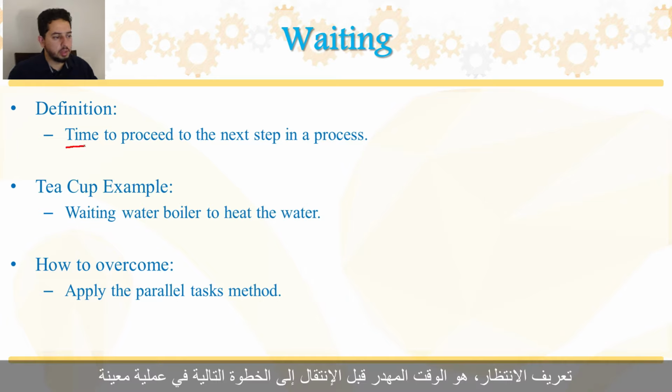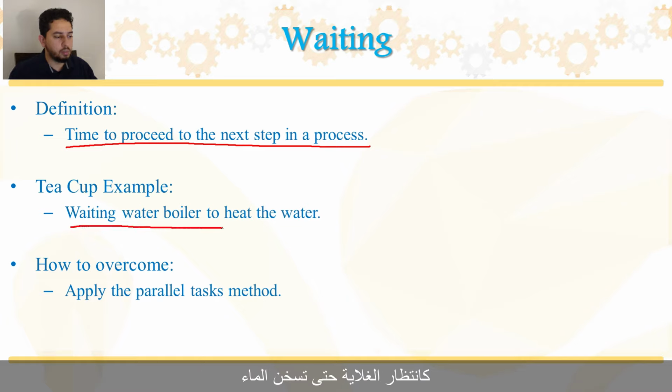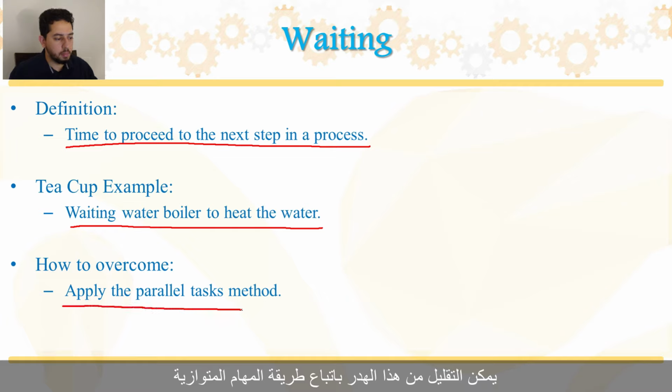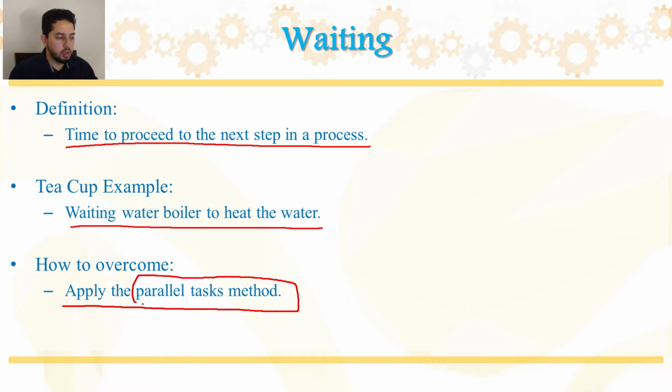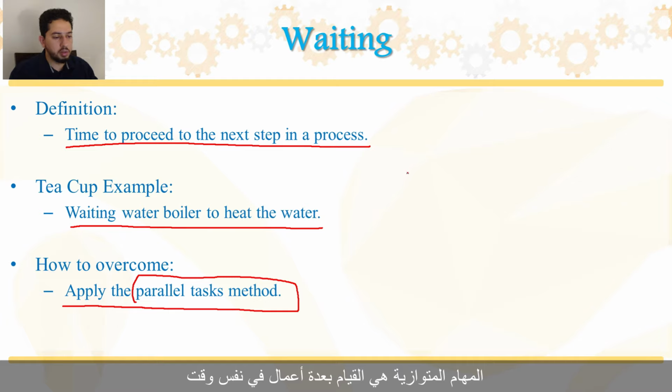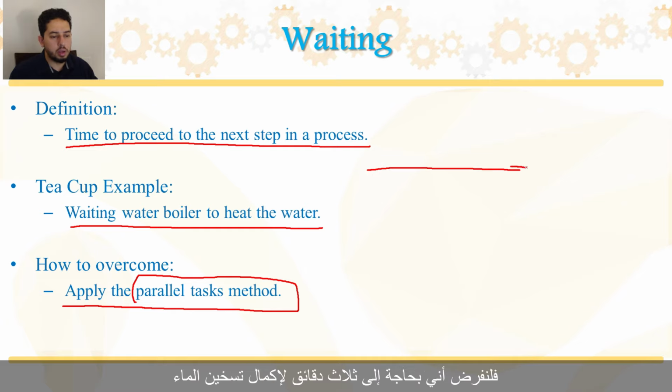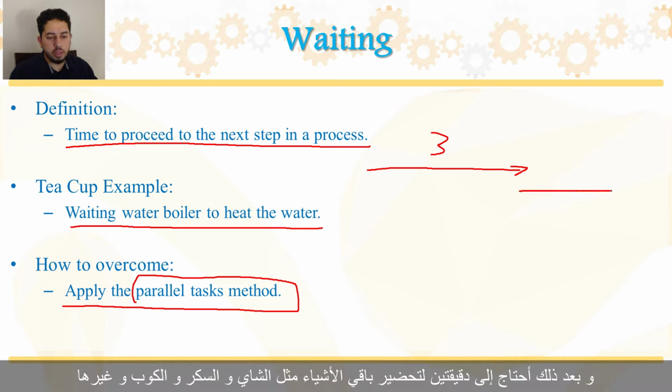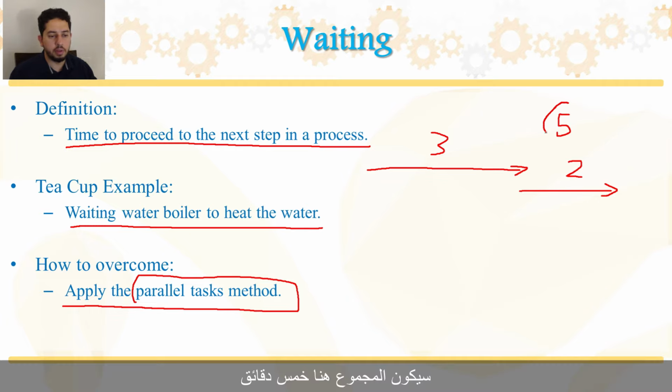Waiting is defined as time spent waiting to proceed to the next step in a process, such as waiting for the water boiler to heat the water. How to overcome it is to apply the parallel task method. The parallel task method is simply multitasking, or doing many things within the same time. Let's say I need around 3 minutes to heat the water, and then, let's say, 2 minutes to prepare my cup and tea and sugar and so on. The total here will be 5 minutes.